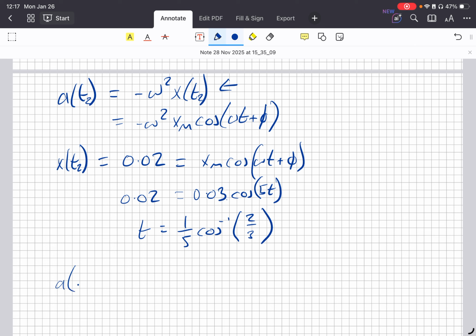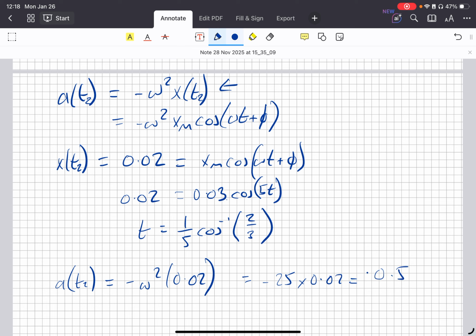If I'm going to just plug the formula in, a at this specific time is just minus omega squared times my position, which I know is 0.02. That's 2 centimeters displacement. So I'll get minus omega squared, which is minus 25, times 0.02. And that gives me an acceleration of minus 0.5 meters per second squared. Whatever way you do this, you get the same number. This is how you use these formulas to determine the acceleration at a specific instant in time, which is what this exam question was asking.